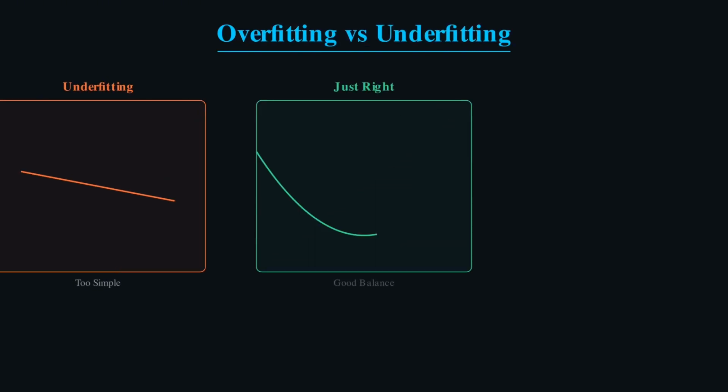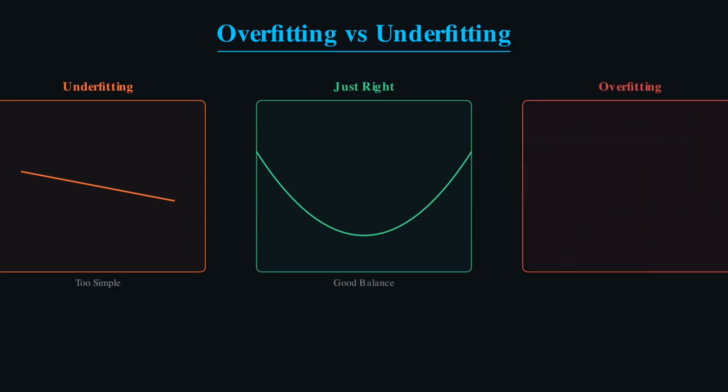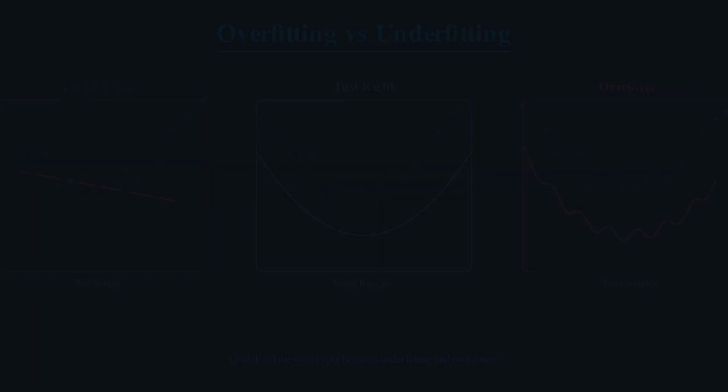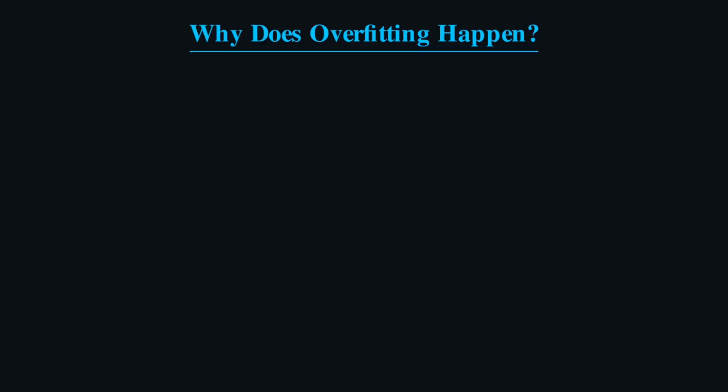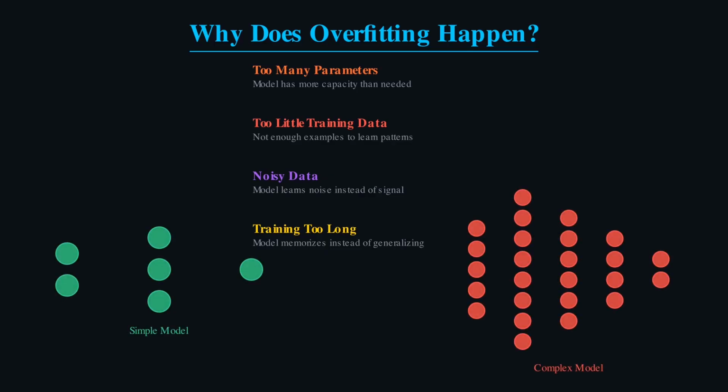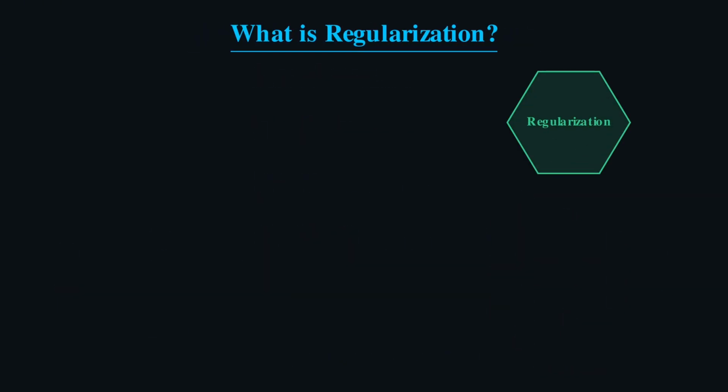On the left, you have underfitting, where the model is too simple, like drawing a straight line through curved data. So it misses the pattern entirely with high bias. On the right is overfitting, where the model is too complex and wiggles through every point, giving perfect training but terrible testing with high variance. The middle panel shows the sweet spot. Just right, capturing the true pattern without chasing noise. This is the bias-variance trade-off, and your goal isn't perfect training accuracy. It's finding the balance that generalizes to new data.